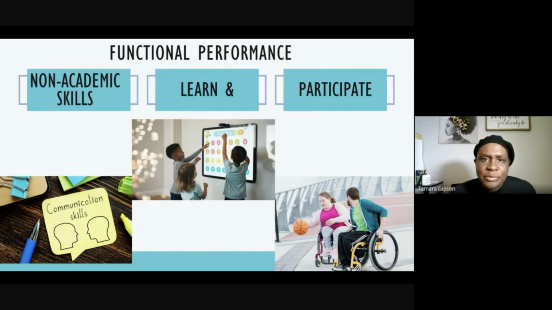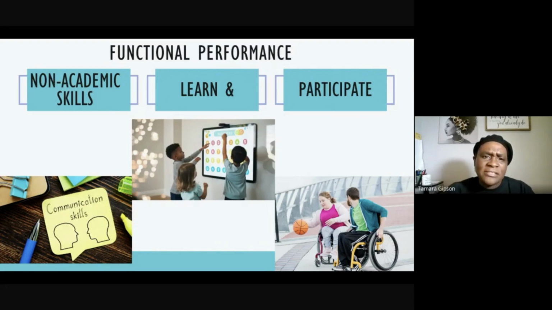A few examples that I can think of and present to you are things like communication skills, social interaction, emotional regulation. Is it an attention or an executive functioning issue? Is it an organization issue? Self-care in a school setting, mobility lives here, task initiation and completion, and transitional skills.